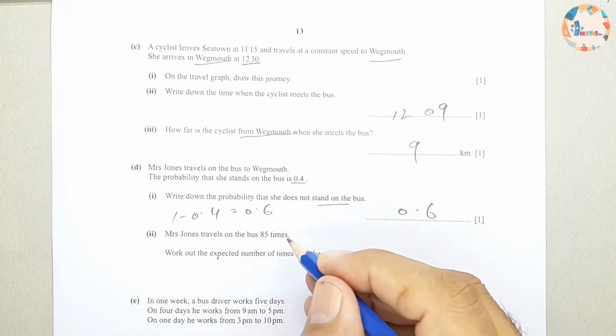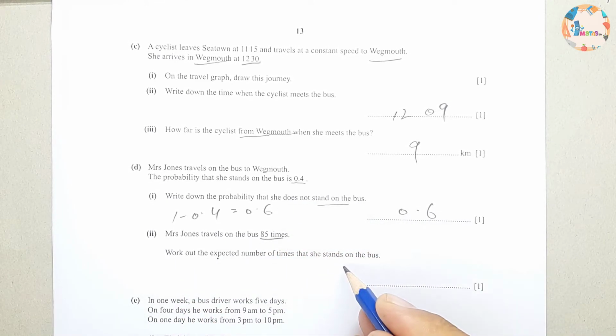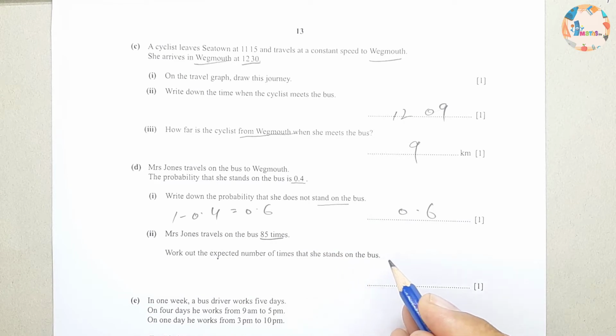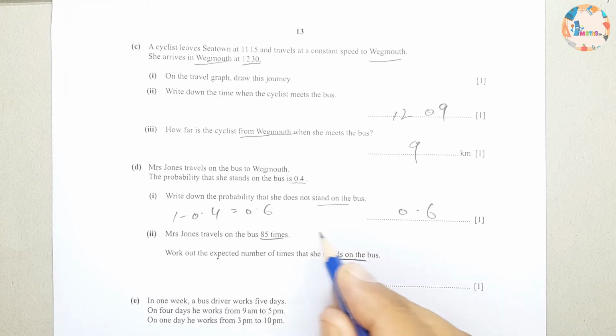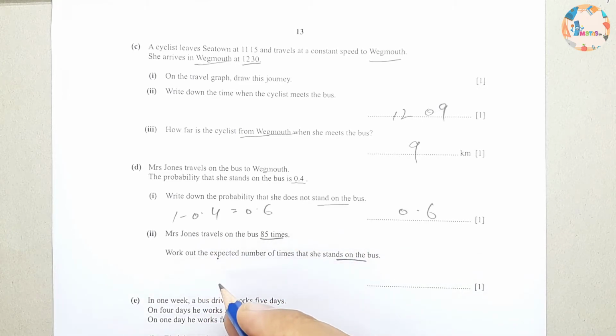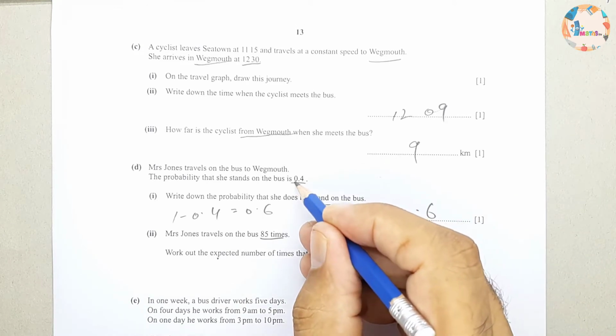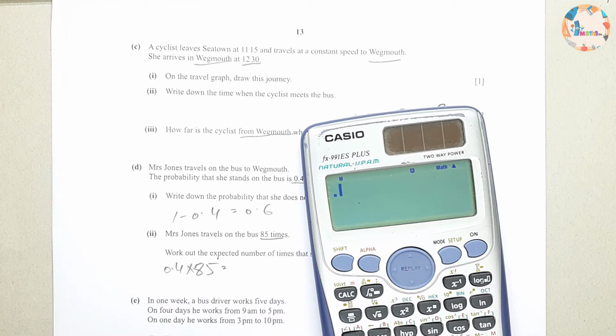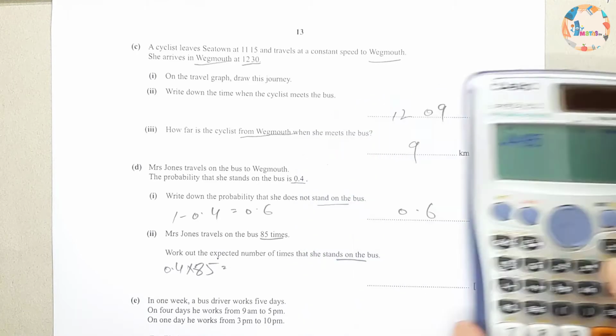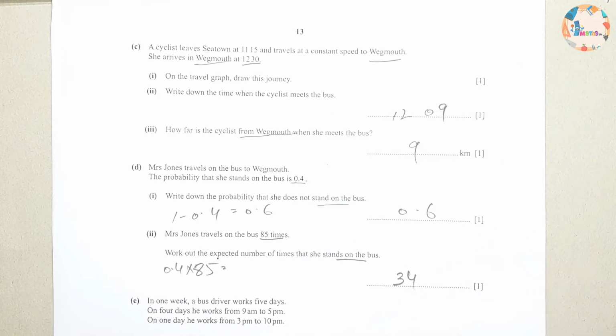Mrs. Jones travels on the bus 85 times. Work out the expected number of times that she stands on the bus. Standing is 0.4, so 0.4 into 85 will be equal to 34. So 34 times she will be standing.